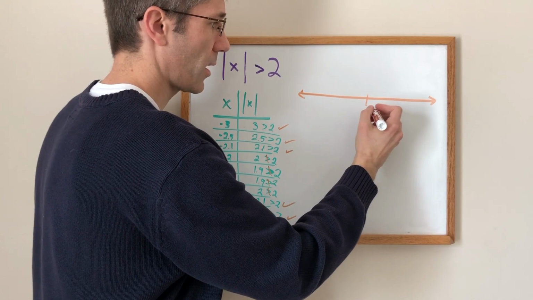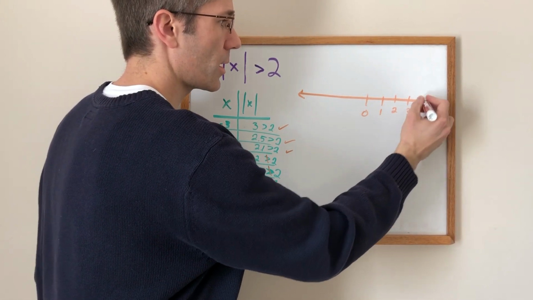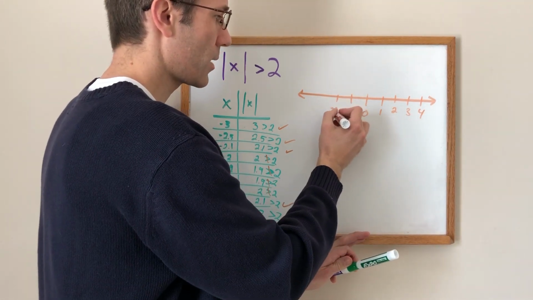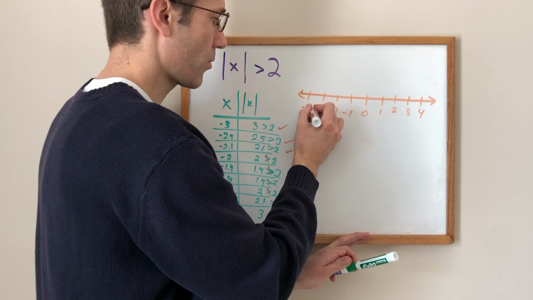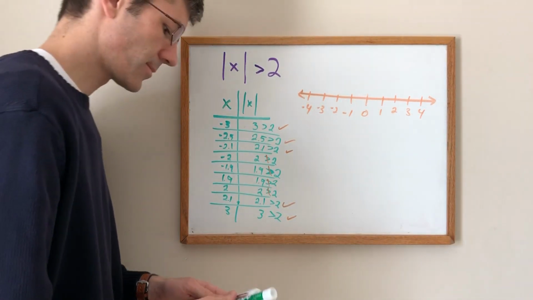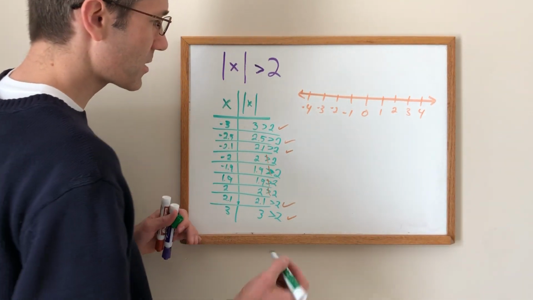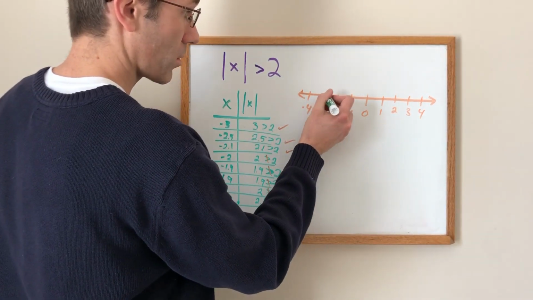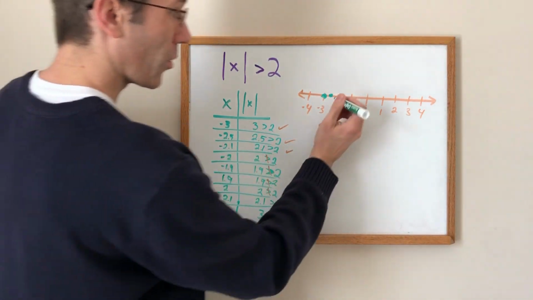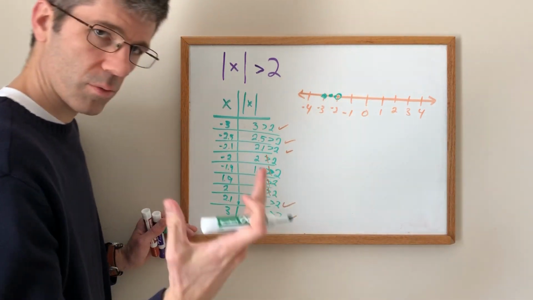Okay, so when I graph this on a number line, let me graph my number line. Then we'll have 0, 1, 2, 3, 4. We'll go negative 1, negative 2, negative 3, negative 4. I dropped that and caught it. All right, let's graph the things that work. So negative 3 worked, right? Negative 2.5 worked. Negative 2.1 worked. Negative 2 did not. That's right at the border of what I wanted.